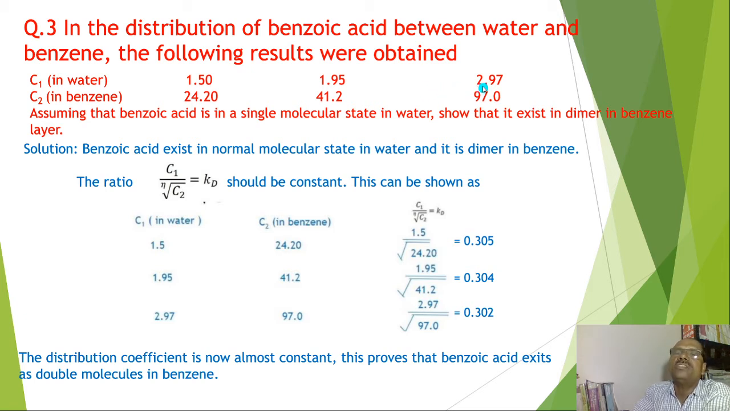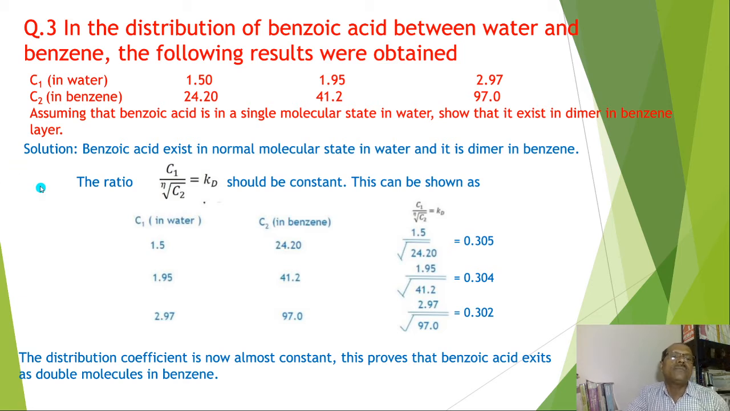Whenever the value of C1 is 2.97, the value of C2 is 97.0. Assuming that benzoic acid is in a single molecular state in water, show that it exists as a dimer in the benzene layer. In this problem, it is told to assume that benzoic acid is in a single molecular state, or a normal molecular state, in the water. Then prove or decide yourself that benzoic acid is in a dimer state in the benzene layer.